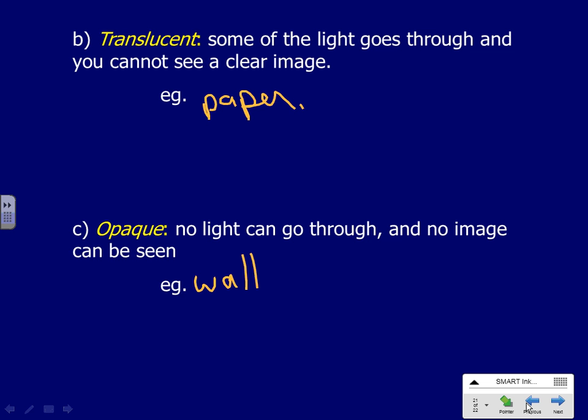And again, the reason I go through those terms here is because they are optical terms. They're terms that describe the way light behaves.